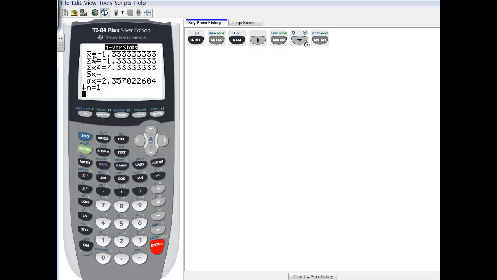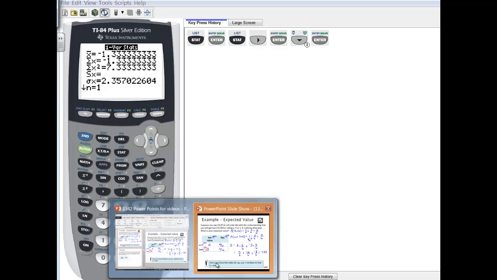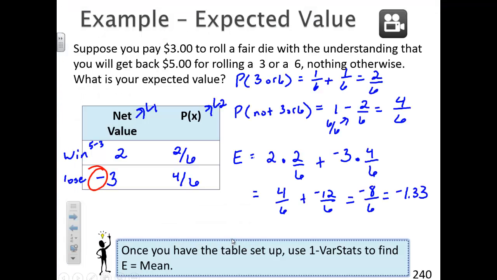Look at our mean. The mean, or the average, is negative 0.33, just like we got when we worked this problem by hand. So depending on which method you are more comfortable with, if you want to use the calculator to do these problems, I'm fine, just as long as you know that expected value is the average value of all the possible outcomes. Okay, going back to the slides. Next example.